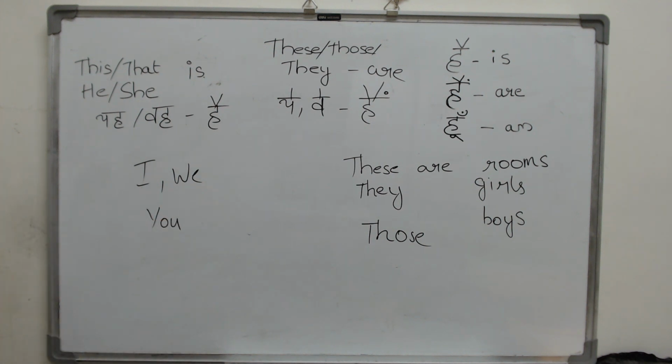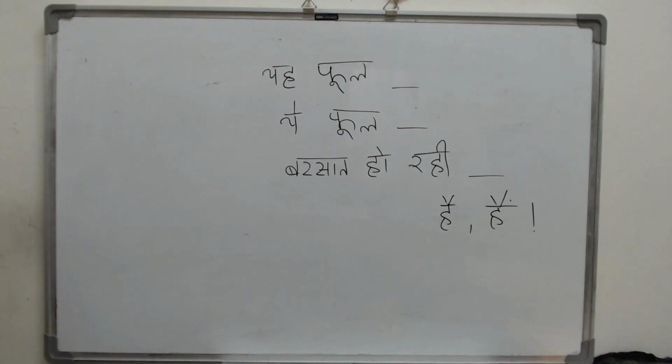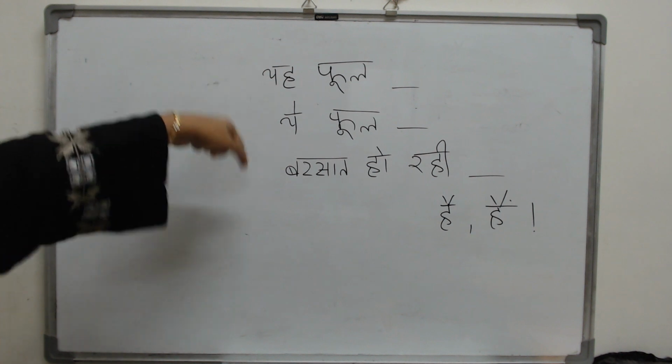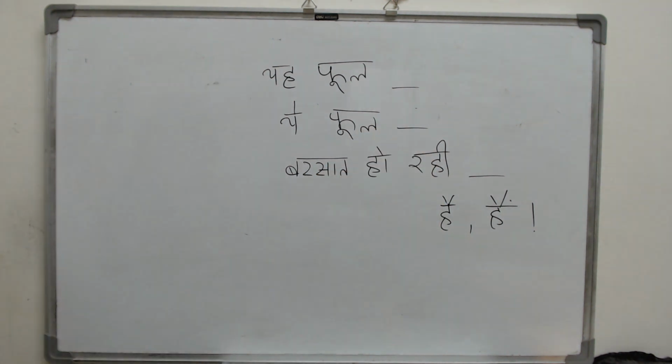Okay, so now before we end this video, I just want to show you some interesting examples, just 2 or 3 of them. Now I've just written down 3 interesting exceptions. You have to fill in the blanks with whether hai or hain, or in other words you have to guess whether something is singular or plural.